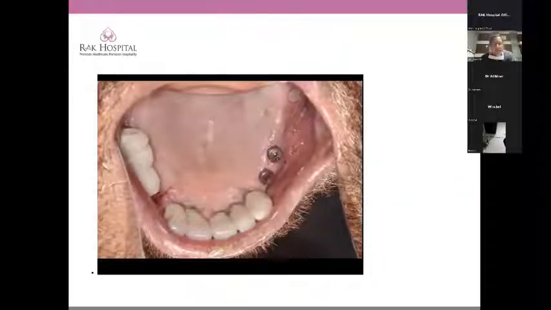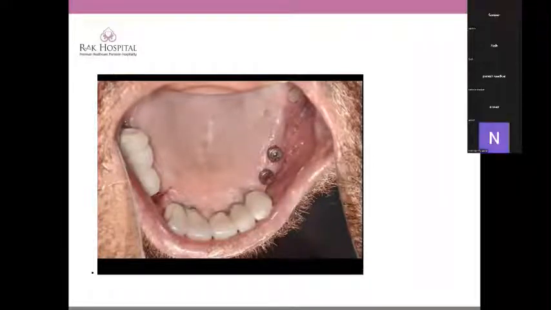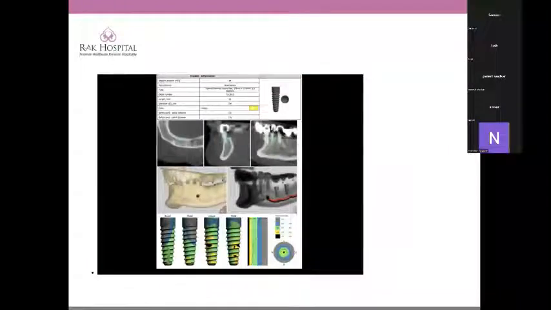Same patient, you can see the healing abutment already placed. The canine socket was closed. There is no bleeding. Since we have not raised a flap, there are minimum chances of any kind of swelling or post-operative soreness.